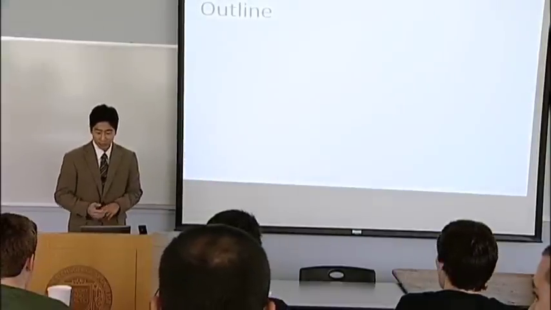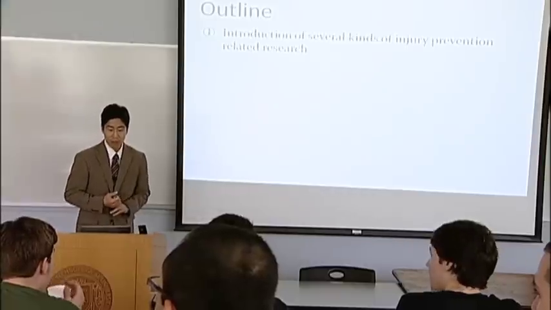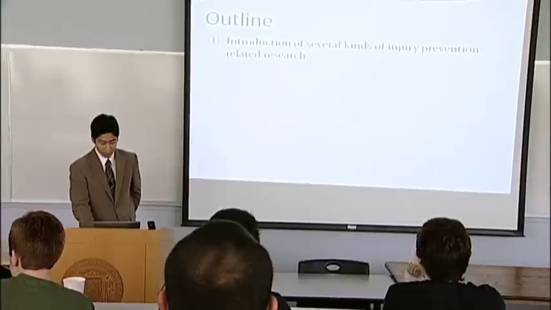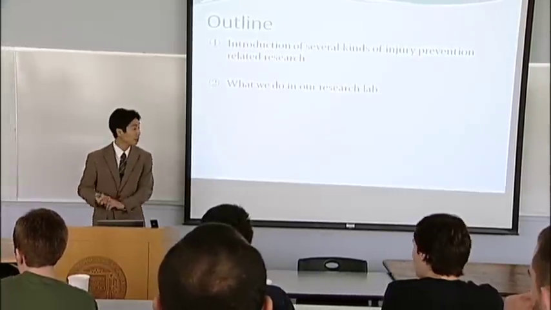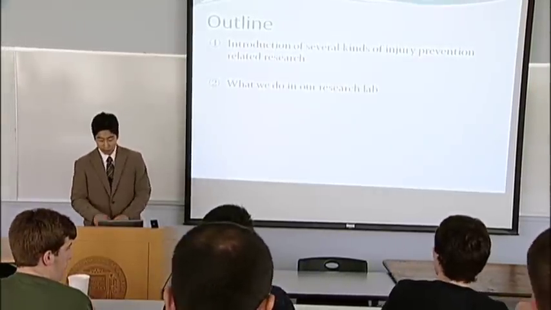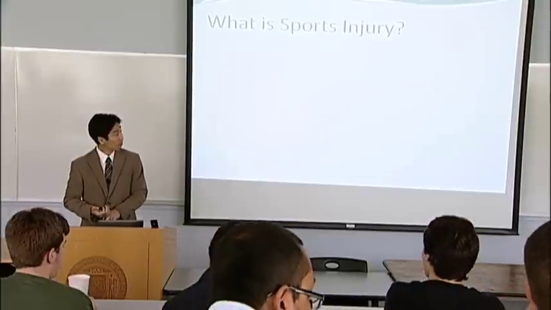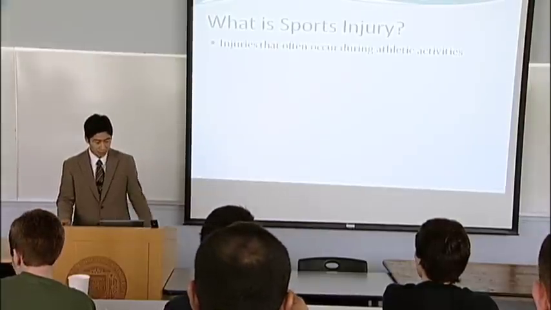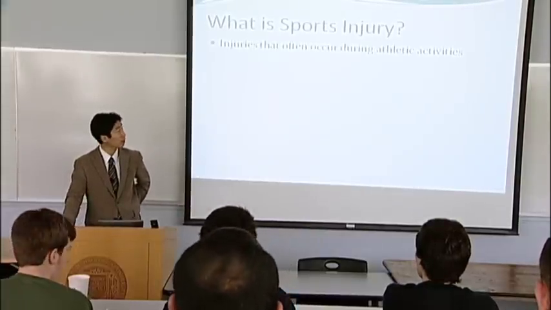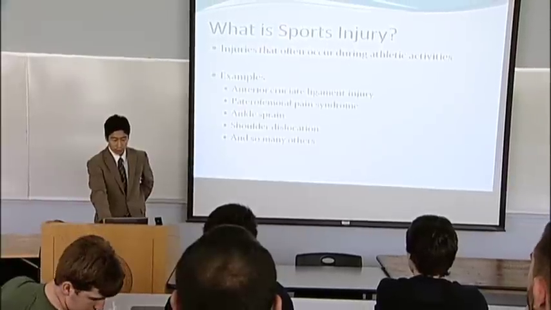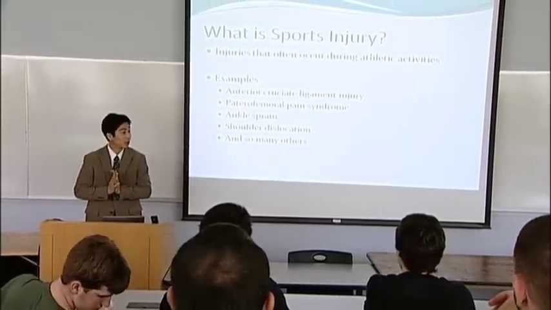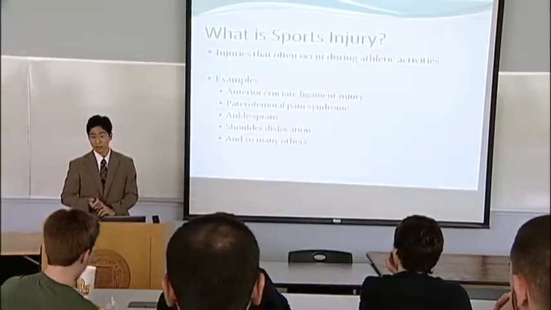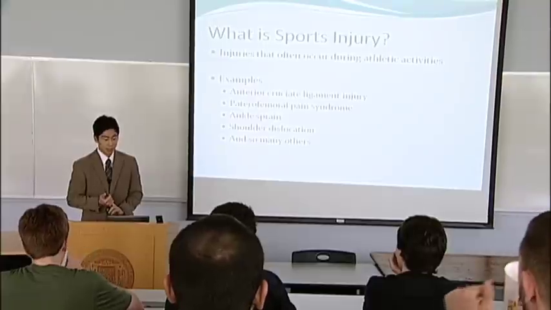Okay, the outline. First, I'm going to introduce several kinds of injury prevention related research. And then I'm going to talk about what we do in our research lab. Okay. And first, what are sports injuries? Sports injuries are injuries that often occur during athletic activities. Examples are anterior cruciate ligament injuries, patellofemoral pain syndrome, ankle sprains, shoulder dislocations, and so many other things.